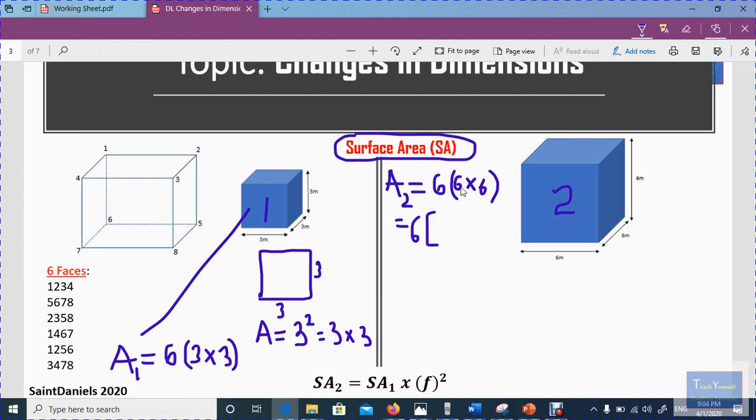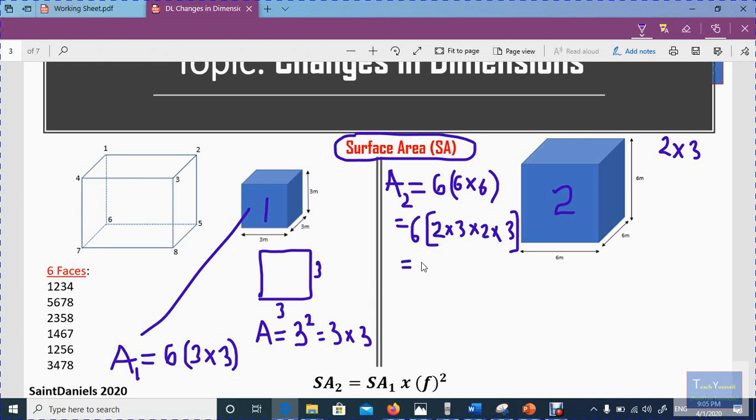This is 6. Okay, 6 can be split into what? 2 times 3. It's going to give me 6. So this first 6 is 2 times 3. The second 6 is also 2 times 3. So now it's resembling something like this, 3 times 3. So I have this 3 times 3, 2 times 2.